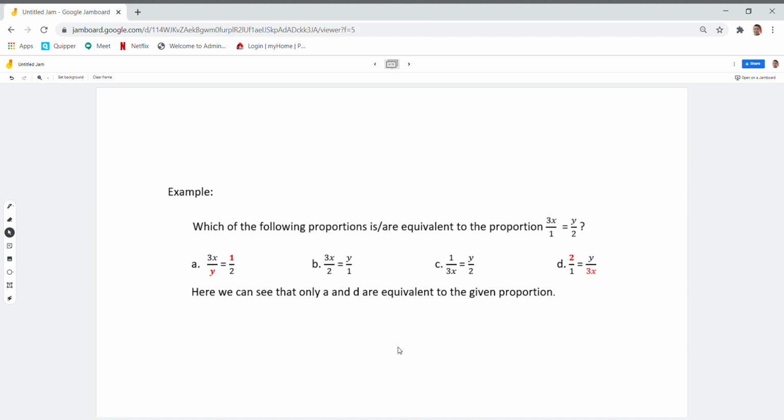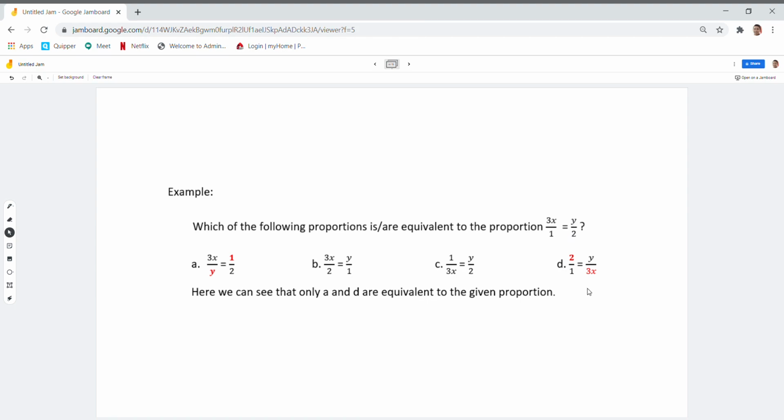Now here, as we can see, only letter A and letter D are equivalent to the given proportion. Why? Letter A, as highlighted, y and 1 are actually the means. We just interchanged them. 1 becomes y and y becomes 1. So simply interchanging y and 1, which are the means. Therefore A is an equivalent proportion to the given proportion 3x is to 1 as y is to 2.